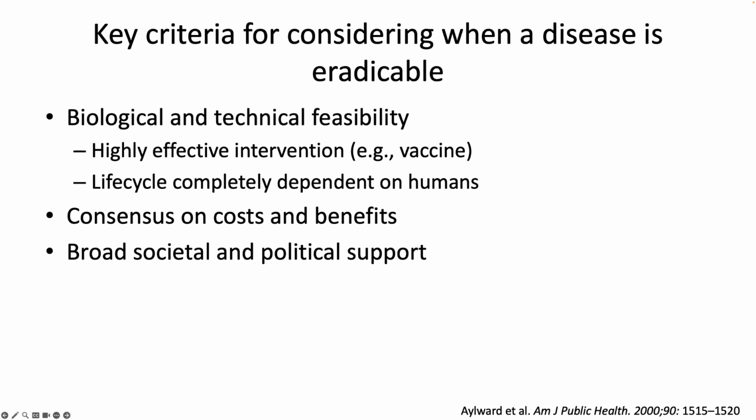It has to be completely dependent on humans. If this was an infection or an agent that lived in both humans and animals or mosquitoes, eradication could be very difficult to achieve because it's hard to control what goes on with transmission in the animal kingdom. There also has to be consensus on the cost and benefits of pursuing the goal of eradicating a disease versus not pursuing it. And finally, since eradication means getting rid of the pathogen everywhere in the world, there needs to be broad global societal and political support in order to consider pursuing the objective of eradication.